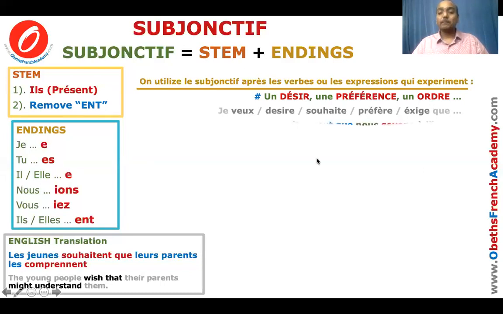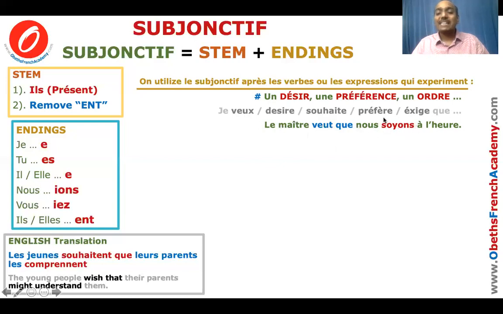Let me give an example. Le maître veut que nous soyons à l'heure. Can you see the sentence starts with an expression, the teacher wants that, the teacher wishes that. And can you see another verb after this expression?